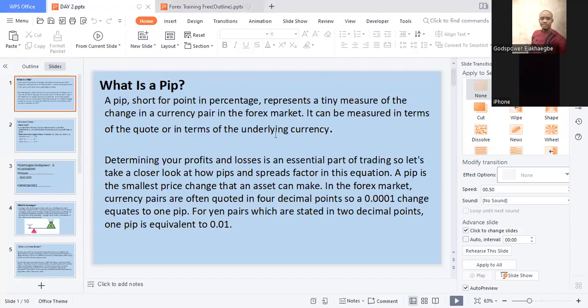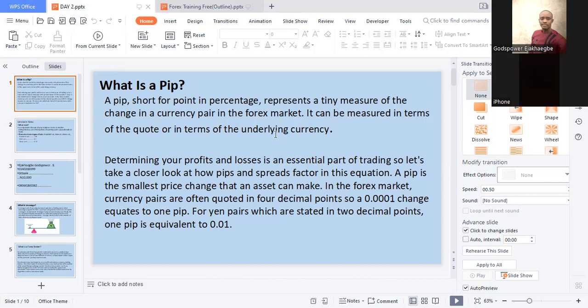What is a pip? A pip is known as points in percentage or percentage in points. It represents a tiny measure of the change in the currency pair in the forex market. It can be measured in terms of the quotes or in terms of the underlying currency. Determining your profit and losses is an essential part of trading. So let's take a closer look at how pips and spread factor in this equation.